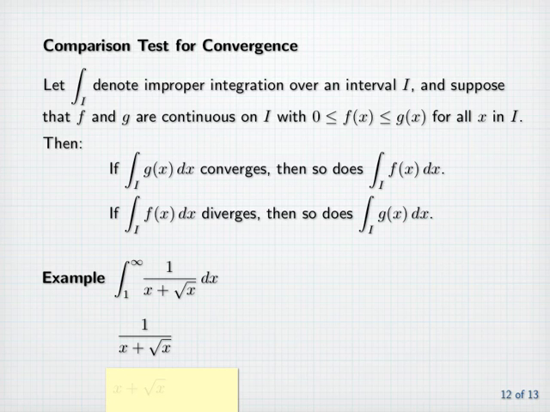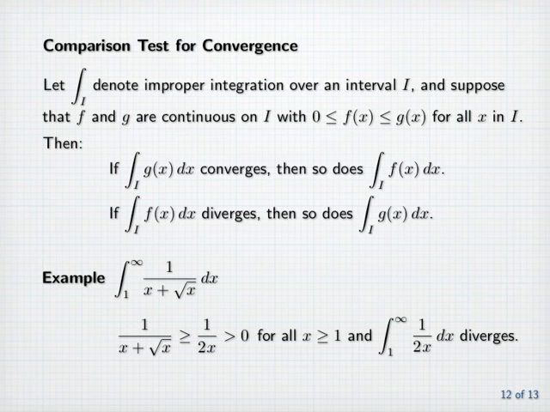Now let's note that for x greater than or equal to 1, x plus the square root of x is always less than or equal to x plus x, or 2x. Therefore, 1 over x plus the square root of x is greater than or equal to 1 over 2x, and that's a positive function for all x greater than or equal to 1. And we also know that the improper integral from 1 to infinity of 1 over 2x dx diverges, since the integral from 1 to infinity of 1 over x diverges. So we can now conclude that the integral from 1 to infinity of 1 over x plus the square root of x dx diverges.